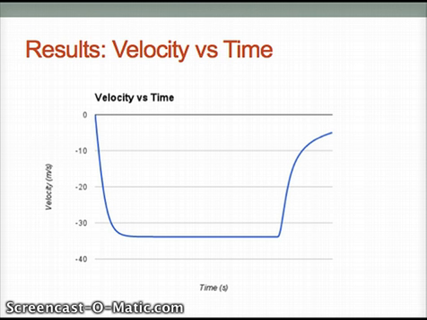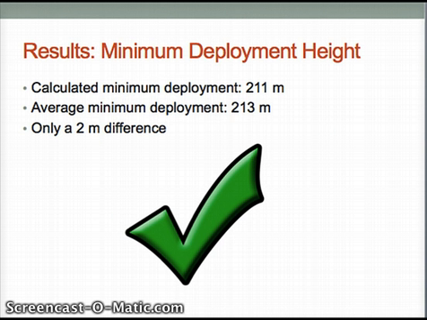Looking at the graph of the velocity versus time, we see that as expected, the diver's velocity increases until terminal velocity is reached, where the slope of the graph is a constant horizontal line at negative 33.84 meters per second. We can clearly see where the parachute is deployed, where there is a drastic decrease in downward velocity that tapers off towards the end where the drag force decreases. The minimum safe deployment height I determined was 211 meters, only 2 meters off from the 213 meter average safe deployment height. As this height can be affected by weight and the dive height, and my calculation was specific to my scenario, I would consider my lab to have been a success.